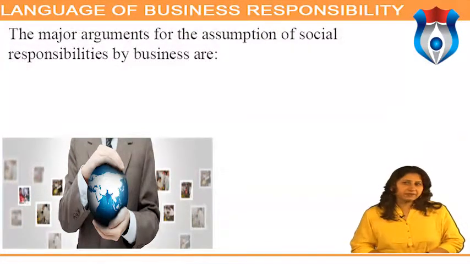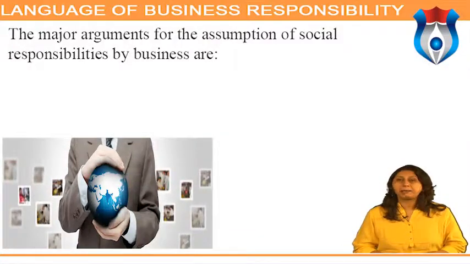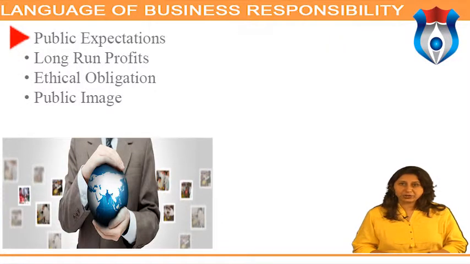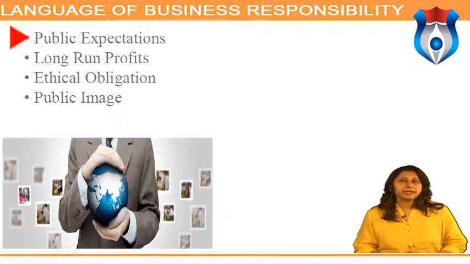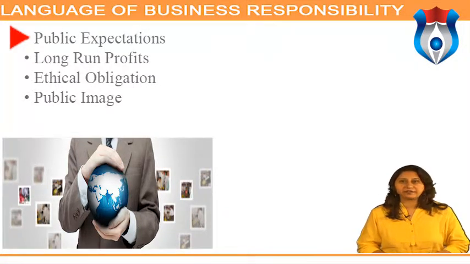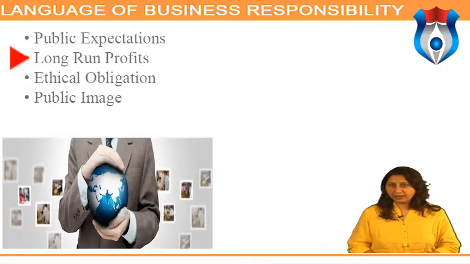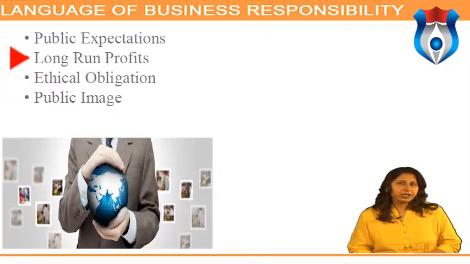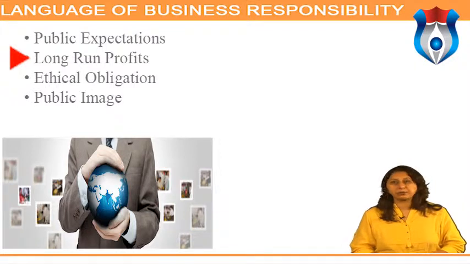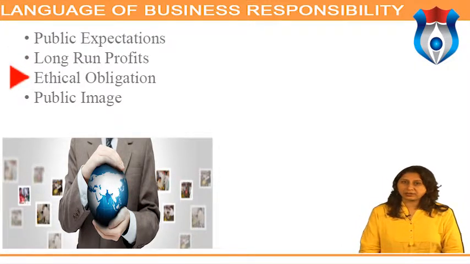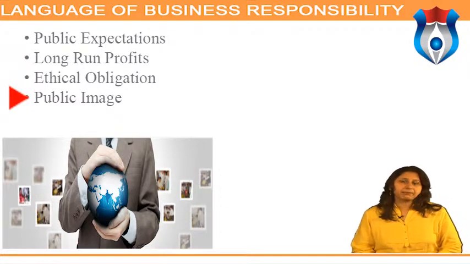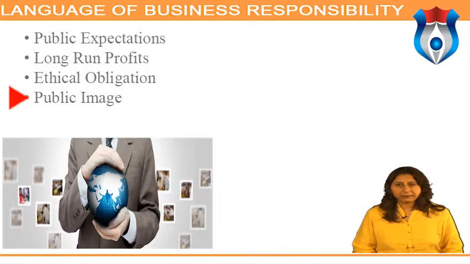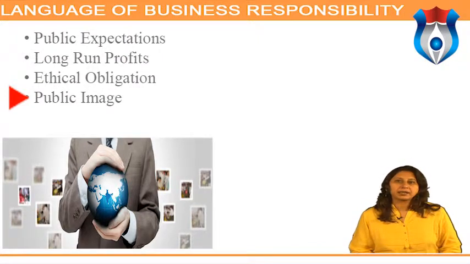The major arguments for the assumption of social responsibilities by business are: Public expectations. Public opinion in support of business pursuing social as well as economic goals is now well solidified. Long-run profits. Socially responsible businesses tend to have more and secure long-run profits. Ethical obligation. A business firm can and should have a conscience. Public image. Firms seek to enhance their public image to gain more customers, better employees, access to money markets, and other benefits.